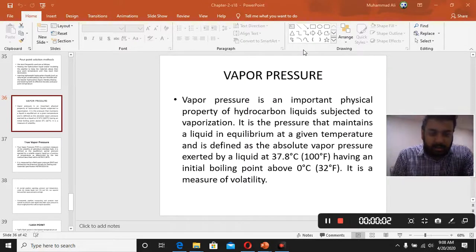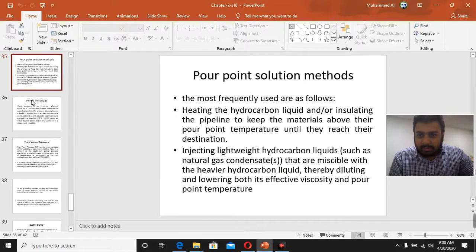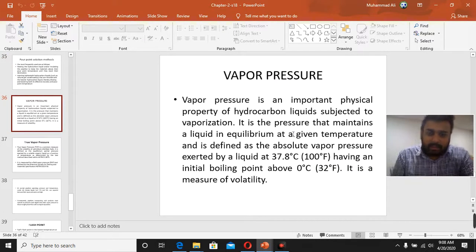Welcome back, everyone. In the previous lecture, we were talking about the various oil properties that are needed for the oil and gas pipelines. So we ended up with the pour point in the last lecture, and in this lecture, we will talk about the vapor pressure. It's a very important physical parameter.